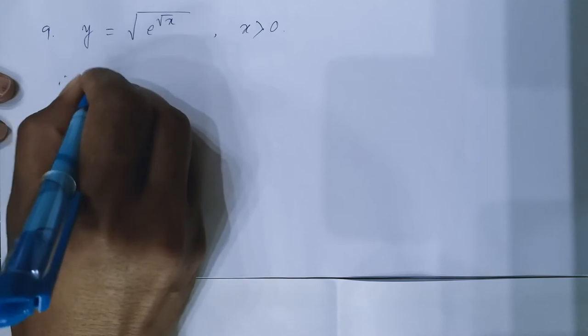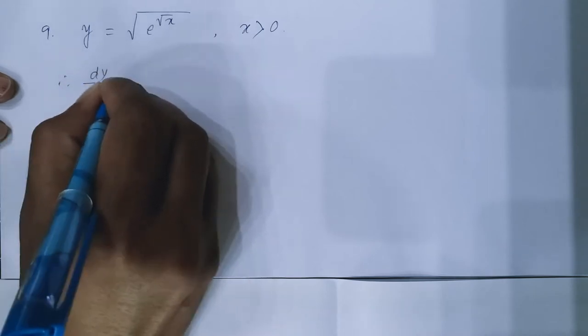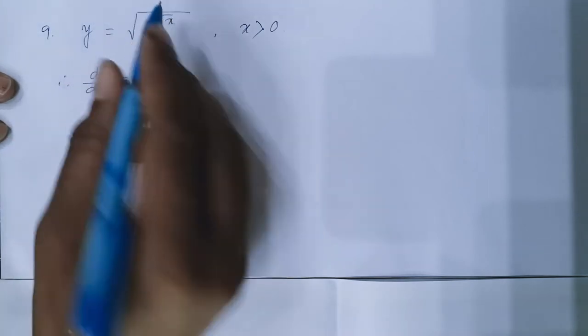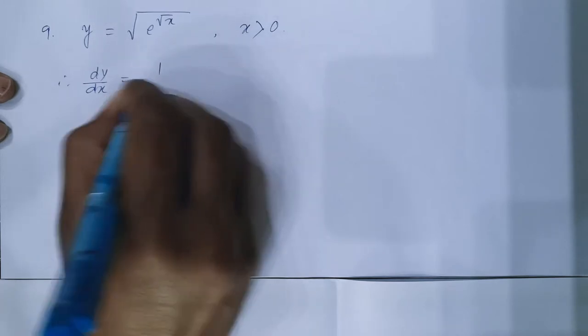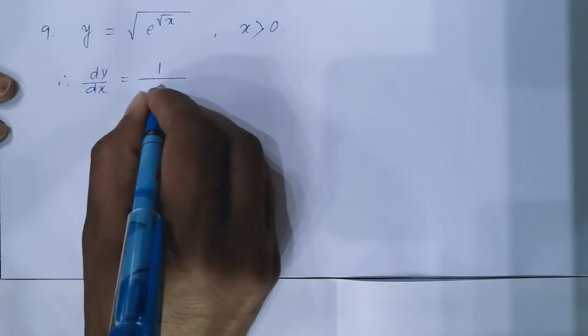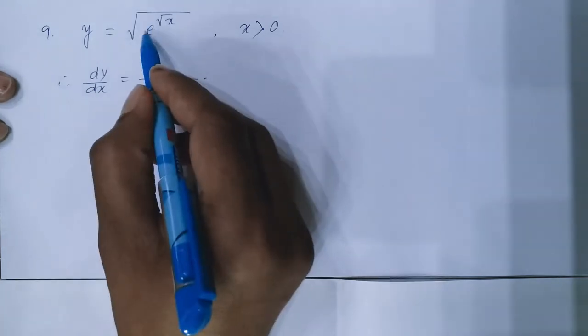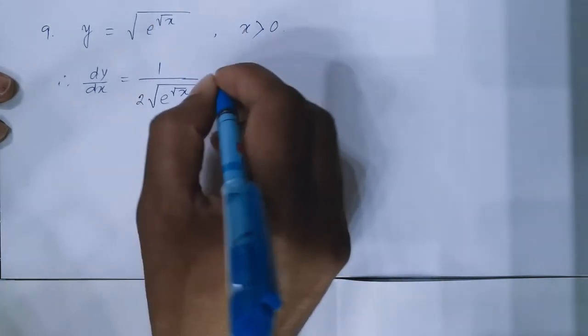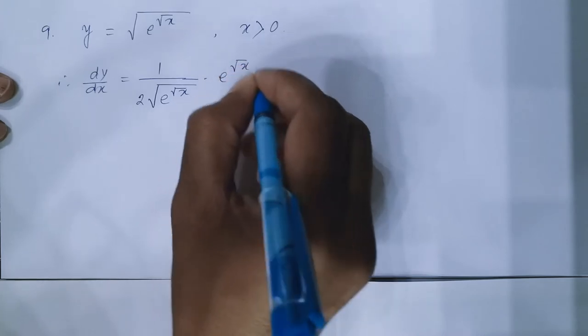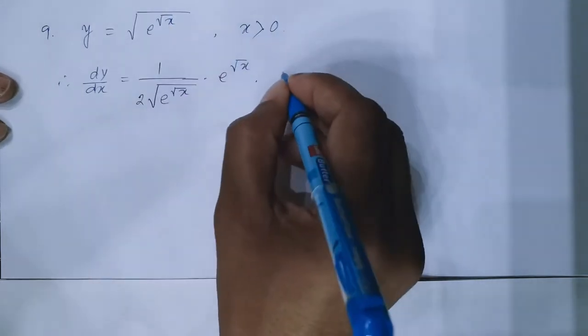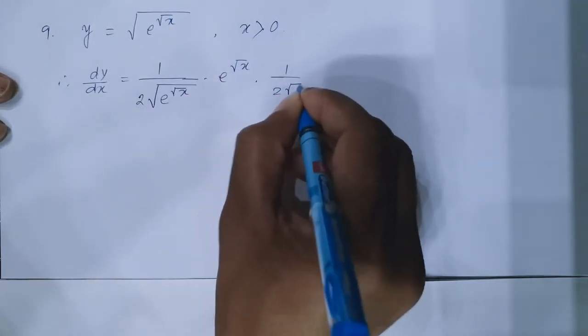So this is the question. Therefore dy/dx is equal to, what is this? First the derivative of a root over a function, and that is 1 by 2 root over the function itself, meaning e to the power root x, into the derivative of the e to the power function, and that is e to the power root x itself. Then the derivative of root x function is 1 by 2 root over x.